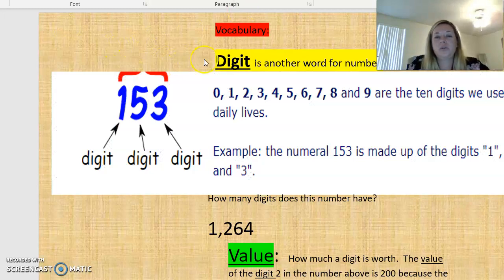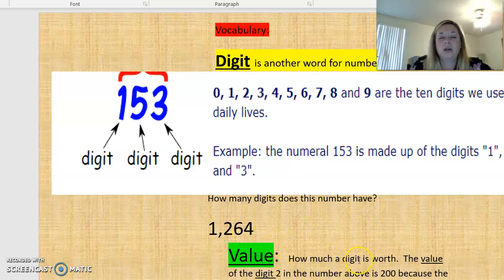Some vocabulary words to remember is digit. Digit is just another word for number. If I look at this number 153, it has 1, 2, 3 digits. So when we say just numbers like this, those are just digits. 10 digits are what we use to make up values. So how many digits does 1,264 have, you ask? It is 4. It has 4 digits. 1, 2, 3, 4.